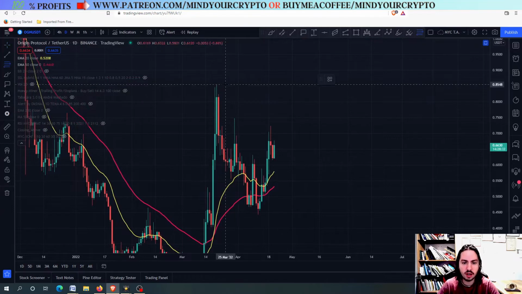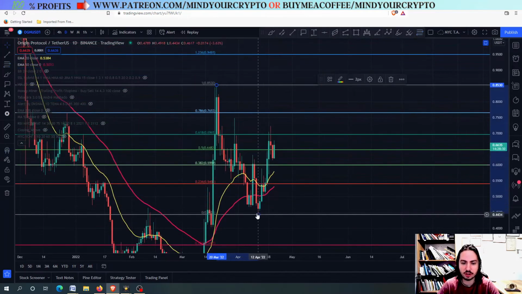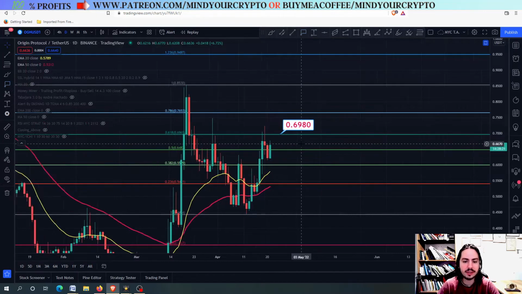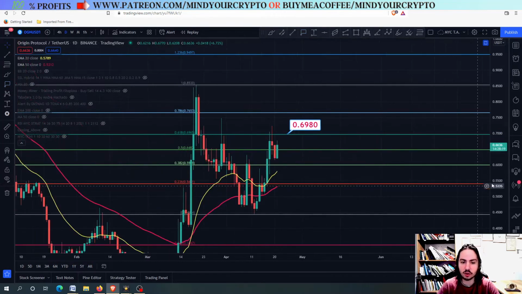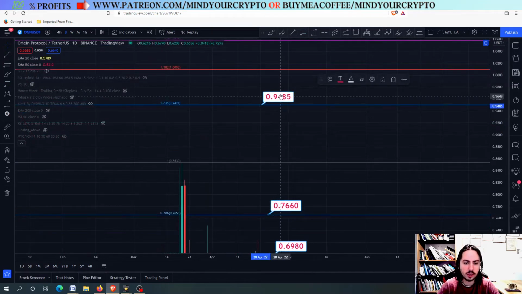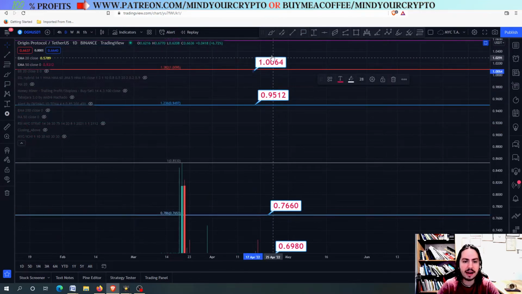pay attention to. First of all, if we draw the fib from the top to the bottom right here back on 12 April, you can see that we have the 0.618 Fibonacci retracement as a major resistance level, and we are going to go probably towards the 0.76, and then after we are going to 0.95 and maybe to 1 USDT.